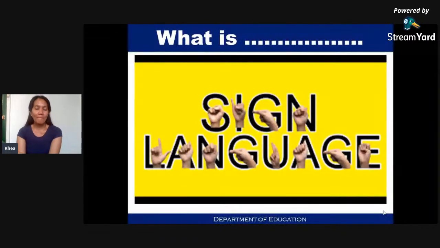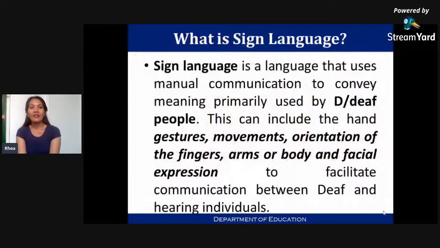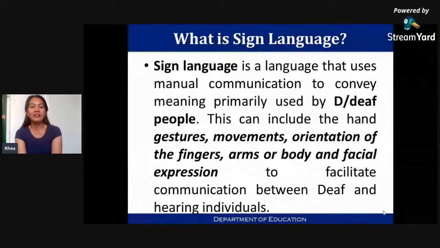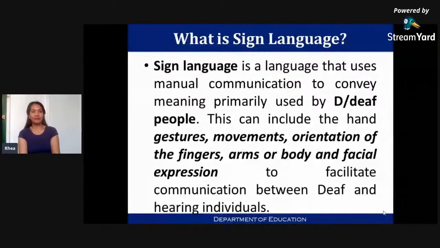Let's proceed. What is a sign language? A sign language is a language that uses manual communication to convey meaning primarily used by the deaf people. This can include the hand gestures, the movement, the orientations of the fingers, the arms, body, and the facial expression to facilitate communication between deaf and hearing individuals.